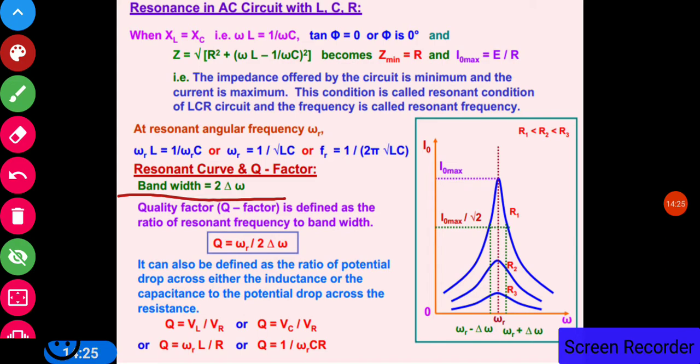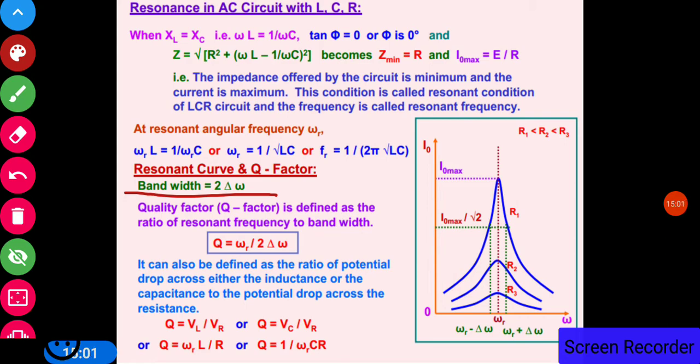On the left hand side of the resonant frequency, omega R minus del omega, and on the right hand side, omega R plus del omega. Which values? Which is I maximum upon root 2, or 70% of the I0 maximum. At that point, if we draw a line, it cuts the curve at two positions. The frequencies corresponding to these two points are omega R minus del omega and omega R plus del omega. So the bandwidth is known as 2 del omega.